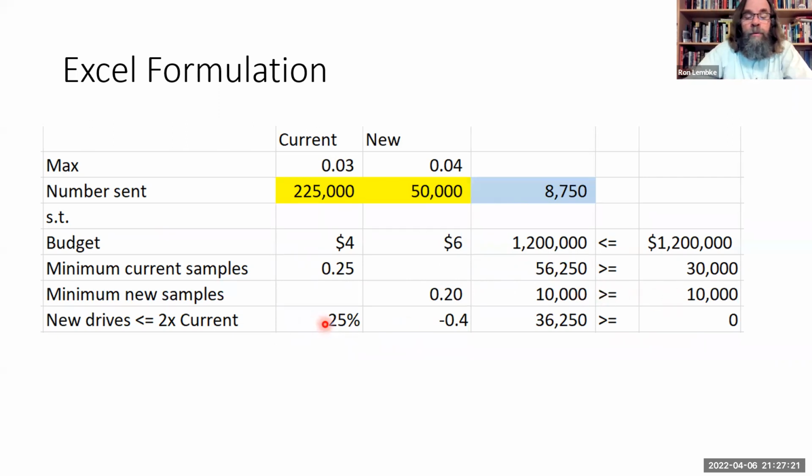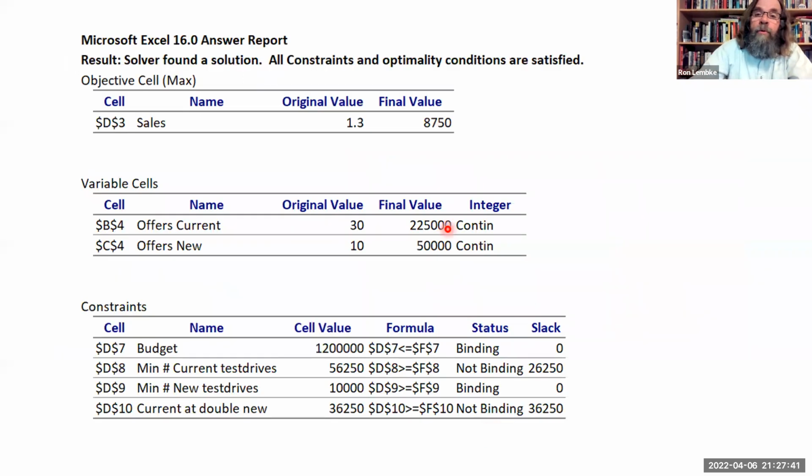And then I should have written this as 0.25, but it showed up as 25%, but mathematically they're the same thing. Minus 0.4 times 50,000 is 36,000, which is definitely greater than or equal to 0. So we're ready to solve it. And this is, as you probably guessed, already the optimal answer. If we look at the answer report here, the number of cars sold would be 87,000. We're going to send 225,000 offers to current customers and 50,000 to new customers.